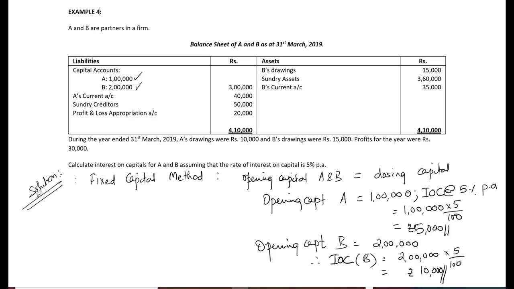So we need to be very careful when the fixed capital method is being followed. The closing capital in such a case will be equal to the opening capital in the absence of additional capital introduced or withdrawal of capital. So in this video we learned the concept of calculation of opening capital when drawings amount of a partner or the profit and loss appropriation balance continues to appear in the balance sheet. The concept of calculating the opening capital and then the interest on capital.